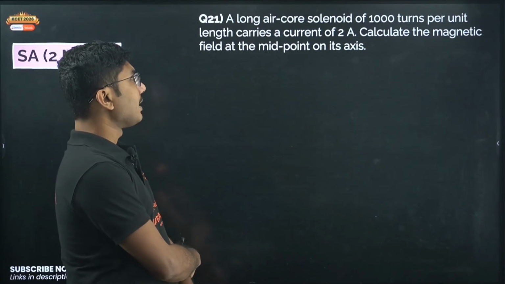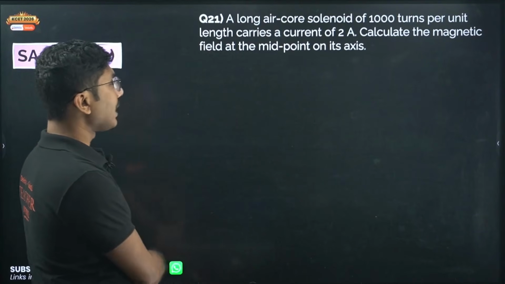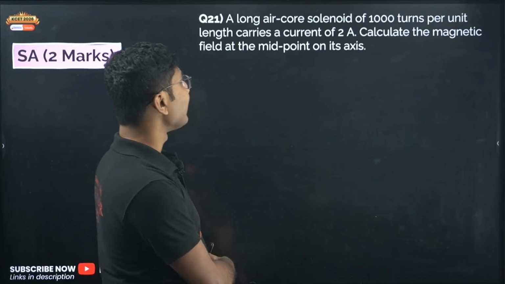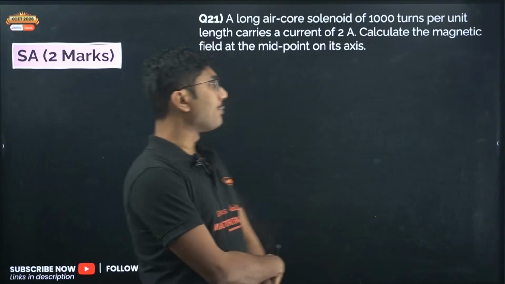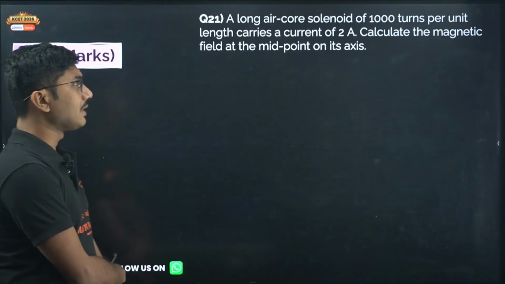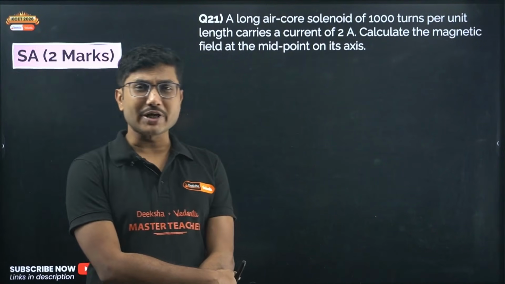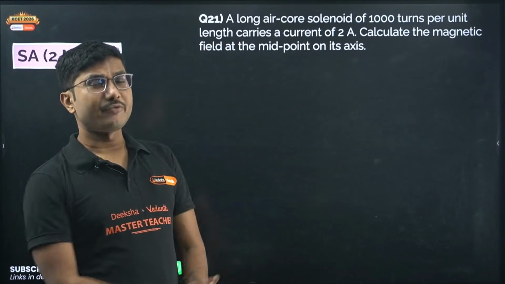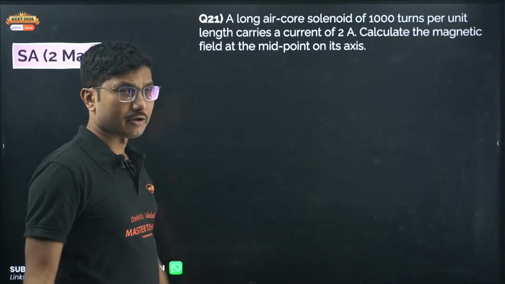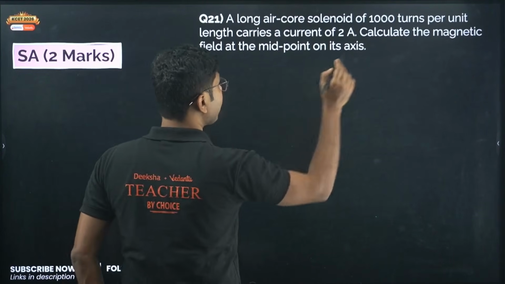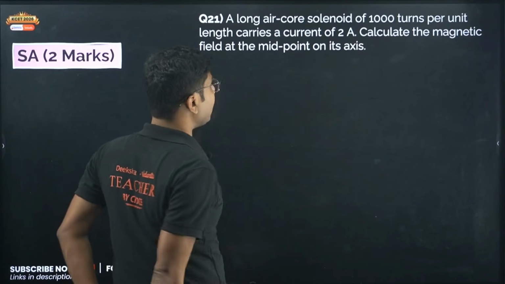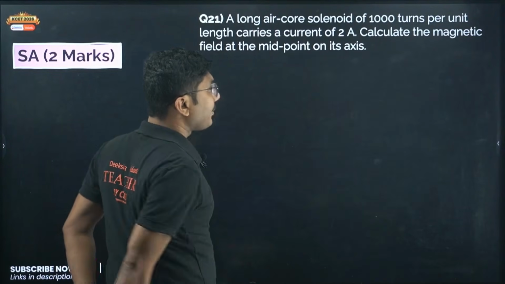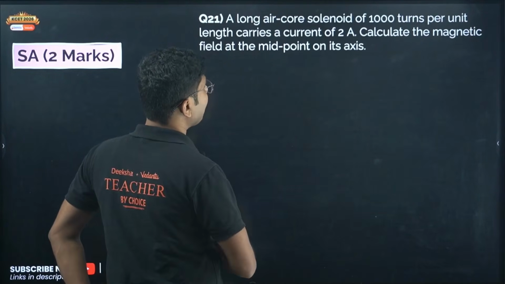A long air core solenoid of 1000 turns per unit length carries a current of 2 ampere. Calculate the magnetic field at the midpoint on its axis. Now from this chapter there is a tendency that a 2-marker numerical question will come, very simple, easy numerical. So let's solve it. Long air core solenoid, 1000 turns per unit length, carries a current of 2 ampere. Calculate the magnetic field at the midpoint of this axis.